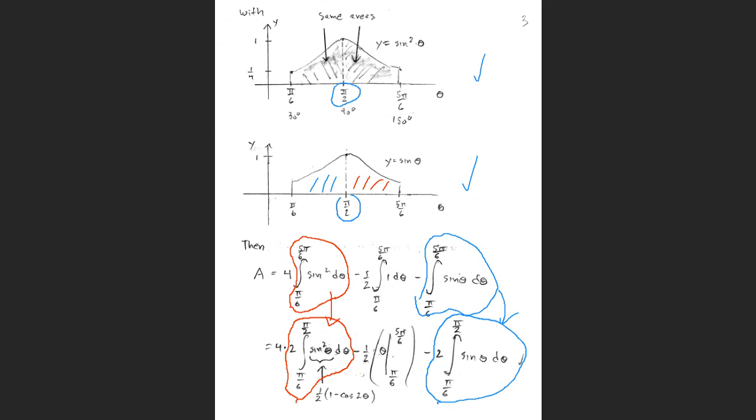So for the first integral, the integral of sine squared of theta, we're going to have to use an identity to get the antiderivative. The identity for sine squared theta is 1/2 times 1 minus cosine of 2 theta. And the rest of it is now just like three little integral problems.